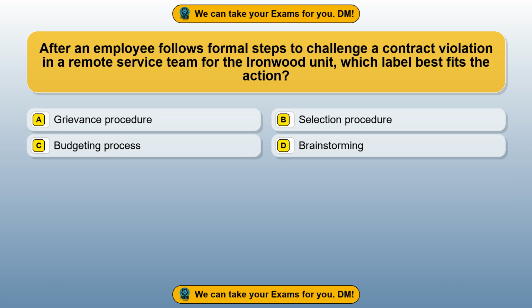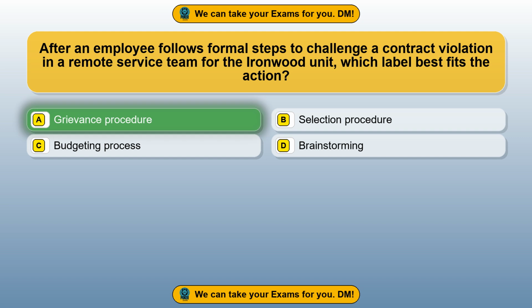Question 97. After an employee follows formal steps to challenge a contract violation in a remote service team for the Ironwood unit, which label best fits the action? Option A, grievance procedure. Option B, selection procedure. Option C, budgeting process. Option D, brainstorming. The correct answer is option A, grievance procedure.